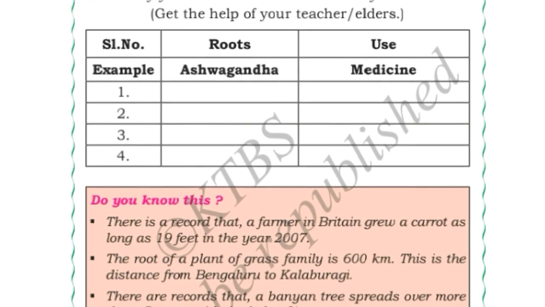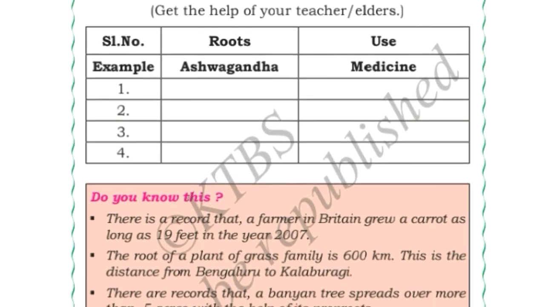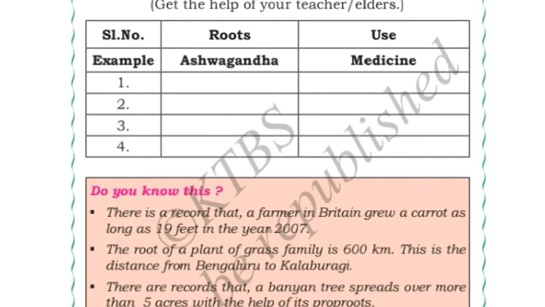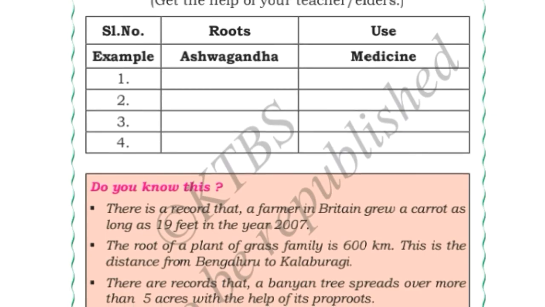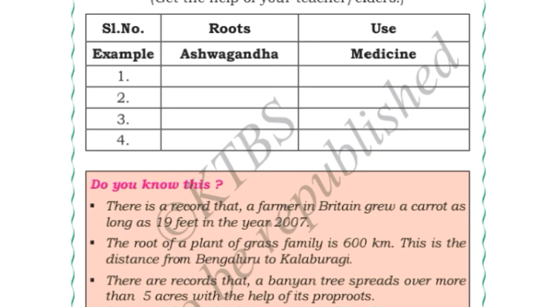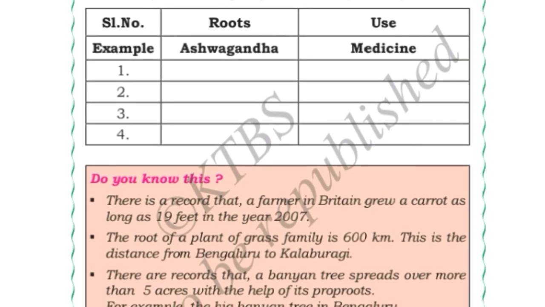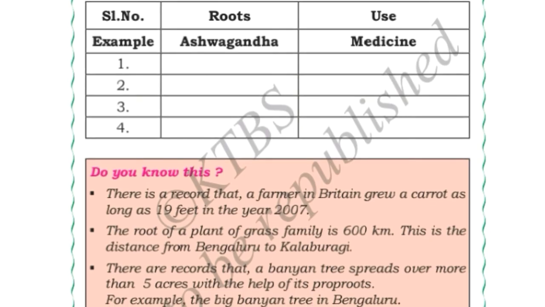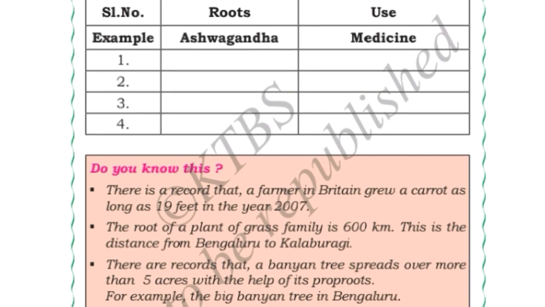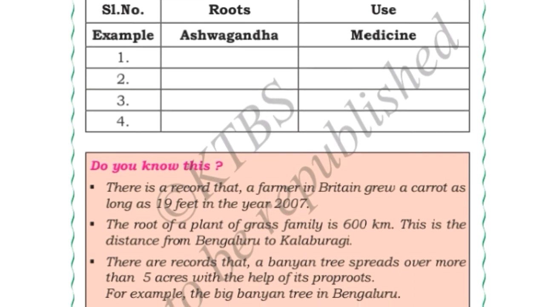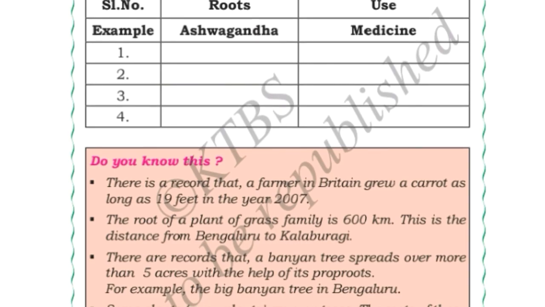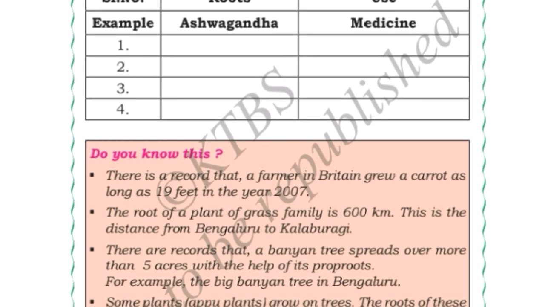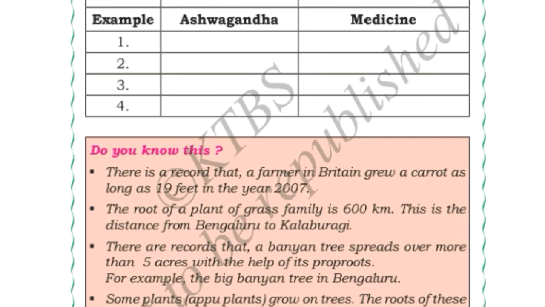Okay. So here some facts are there, root facts. Okay, we will study now some of the root facts. There is a record that a farmer in Britain grew a carrot as long as 19 feet in the year 2017. See, this is a genuine record that a farmer in Britain grew a carrot that is as long as 19 feet. The root of a plant of the grass family is 600 kilometers. This is the distance from Bengaluru to Kalaburgi.